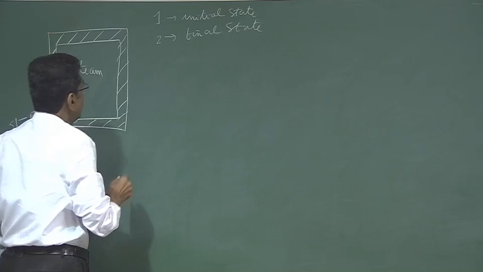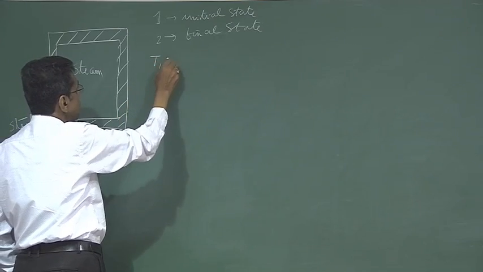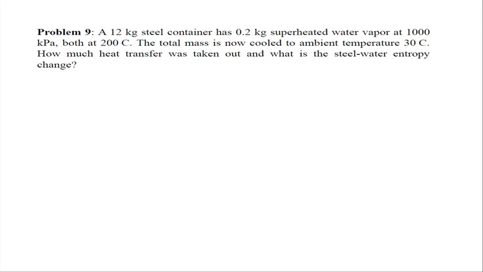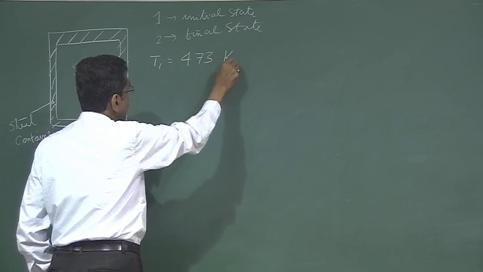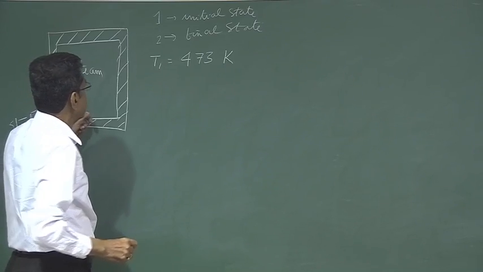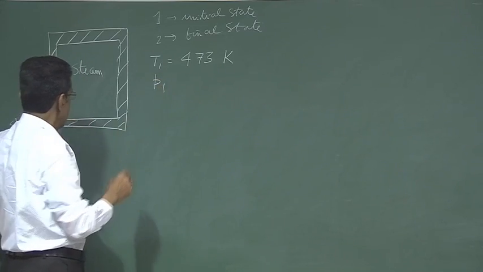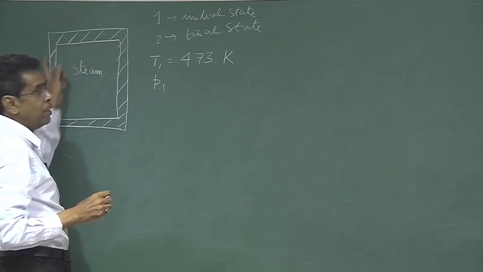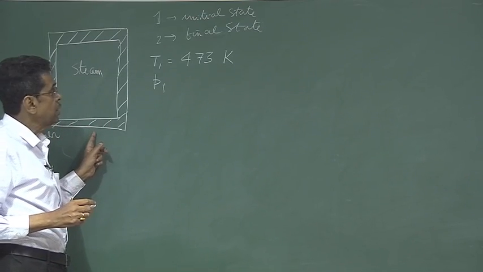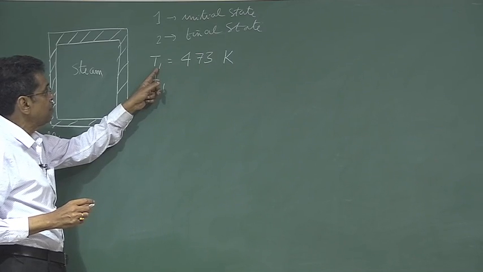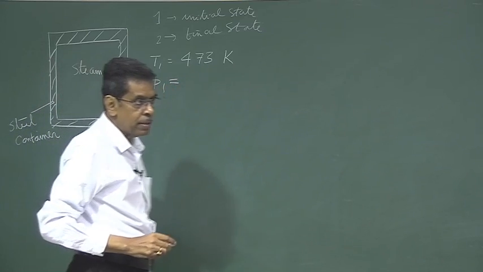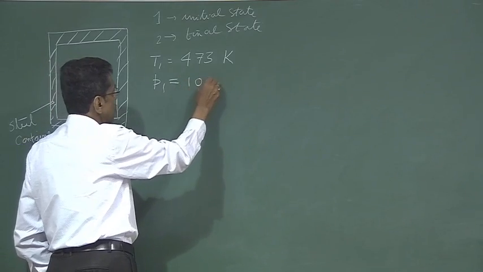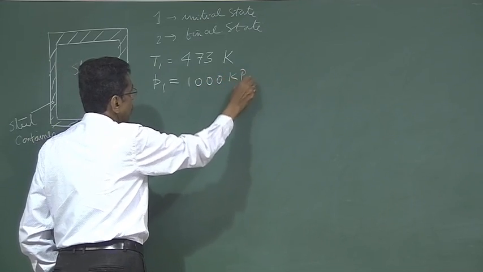Now, in the initial state, the temperature T is given in the problem as 200 degrees Celsius, that means 473 Kelvin. Now, the pressure of the steam, that is the initial pressure, because the steel and the steam combined constitute the system. So steel has a temperature of 200 degrees Celsius, that is 473 K, and steam is also 473 K, and P1 is given as 1000 kilopascals.